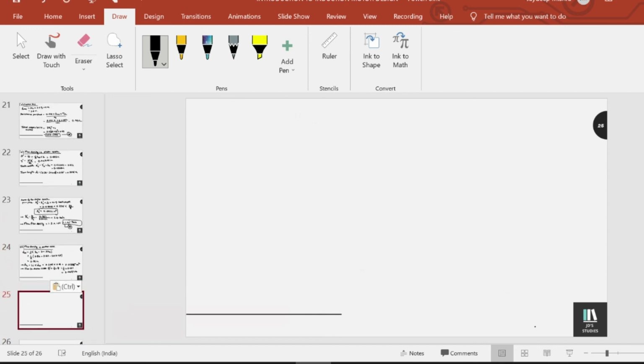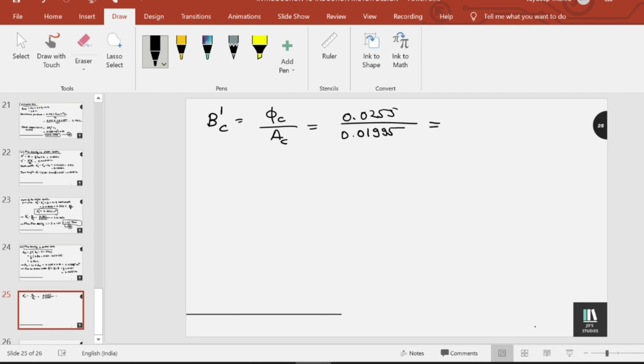Okay, we have the flux in stator core, so we will find the flux density in stator core. What is the flux density in stator core? B dash C. We have phi C divided by the area of the stator core. What is phi C? 0.0255. What is the area? 0.01995. Okay, solve this and we get 1.28 Tesla. So this is the last thing we had to find, the flux density in stator core.